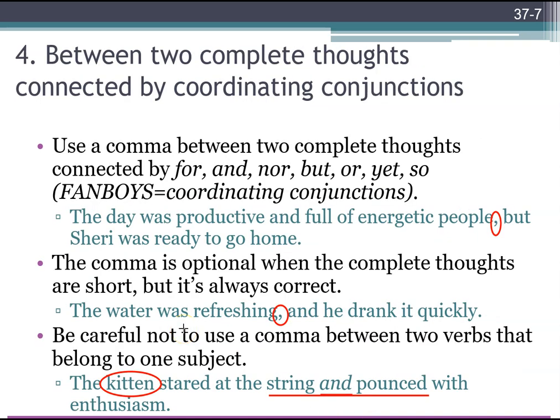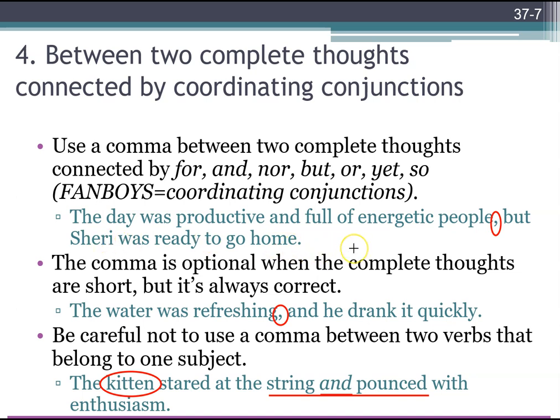A fourth main use of commas is between two complete thoughts that are connected by coordinating conjunctions. There are 7 coordinating conjunctions: for, and, nor, but, or, yet, and so. We often refer to them as the FANBOYS words, and we use them to combine two complete thoughts or two independent clauses. When we do that, we use a comma before the FANBOYS word or the coordinating conjunction.